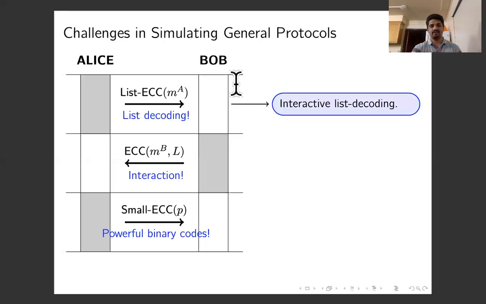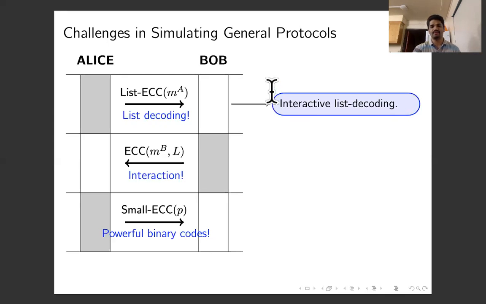The first problem that we face is in the first phase itself. Here, when Alice was sending a message M to Bob, we have a list decodable error correcting code that will allow Bob to get a list of size 3 that contains MA. But for general interactive tasks, we do not have any such interactive list decoding scheme. We do not know a list decoding scheme that, after Alice and Bob both talk, will allow them to have a small list of values with the correct value in the list for general functions.